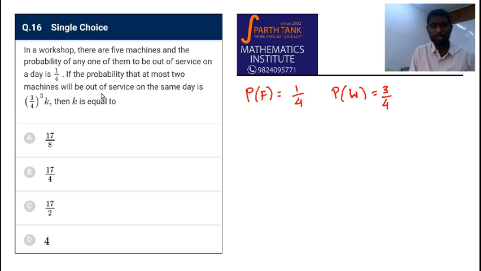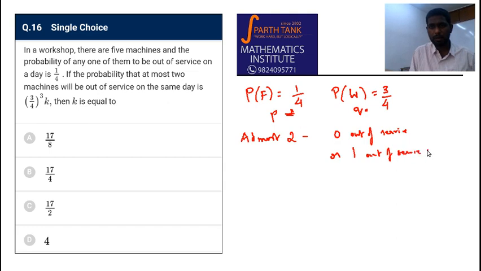At most 2 machines will be out of service. So you consider this out of service as a success probability, and this you can consider as a failure probability. Success is it should be out of service. And they are saying at most 2, which means 0 out of service or 1 out of service or 2 out of service maximum.